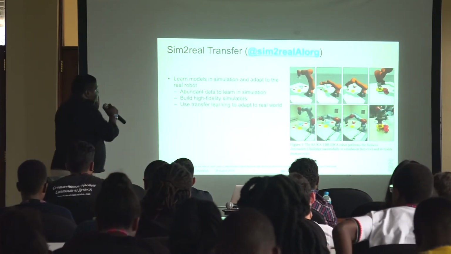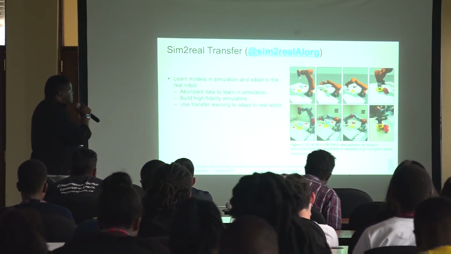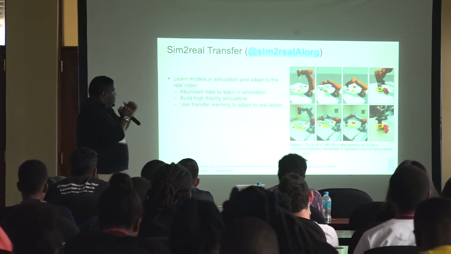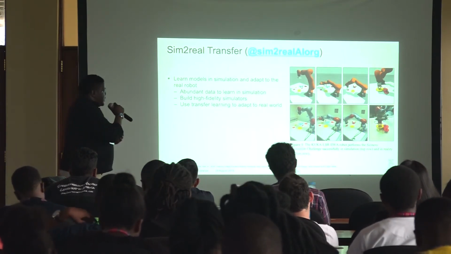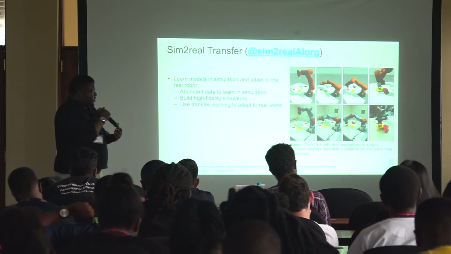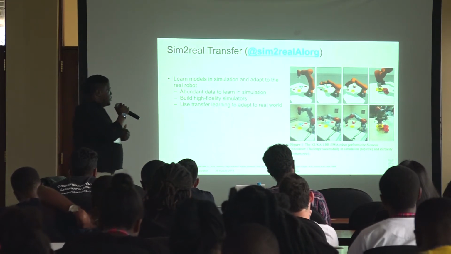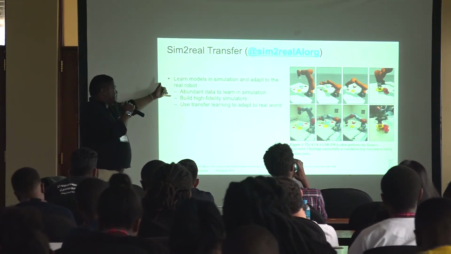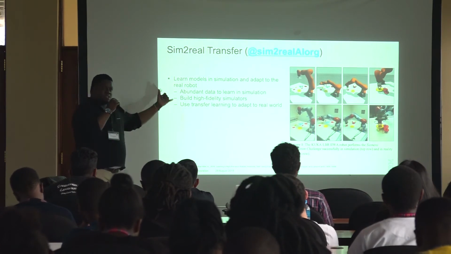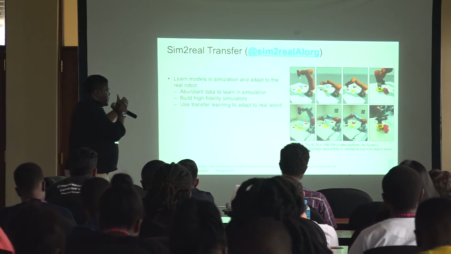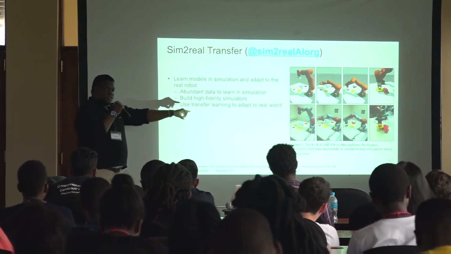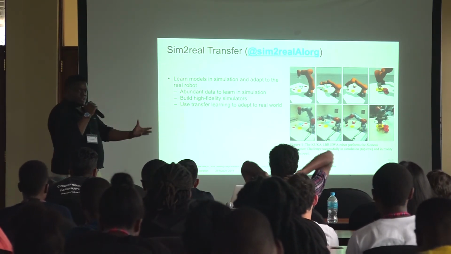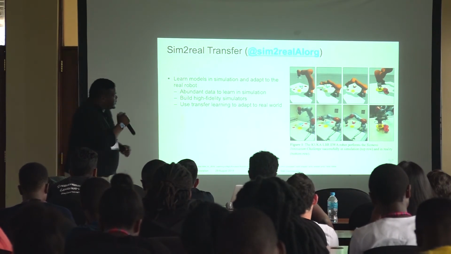So the second approach is sim to real transfer. The idea is to generate a bundle of data in simulation and then transfer that to the real robot. The first direction is to try to build high fidelity simulators. The second one is, even if you don't have a high fidelity simulator, use transfer learning to adapt your models learned in simulation to the real robot.